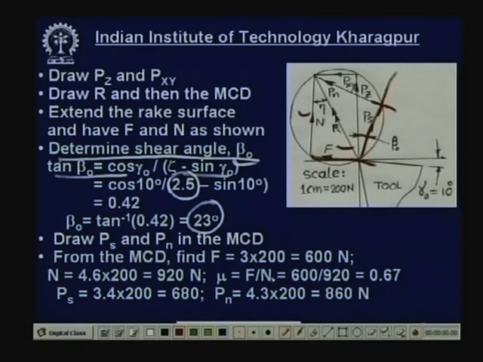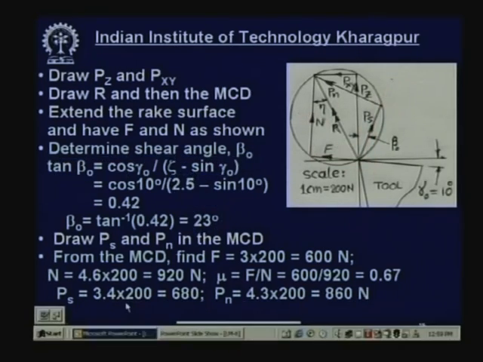Mu, the coefficient of friction, is the ratio of F and N. So, this is 0.67. So, Ps, the shear force, this much, measure the length 3.4, multiply by the scale and you get 680. Then Pn, you know this length, say 4.3, multiplied by the scale, you get 806 Newton. So, this is how such kind of problem can be solved.